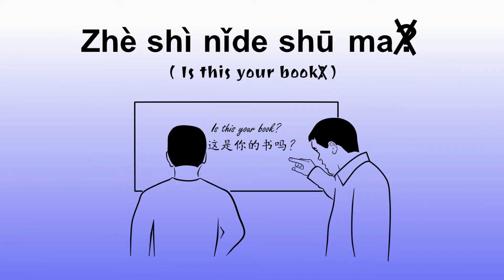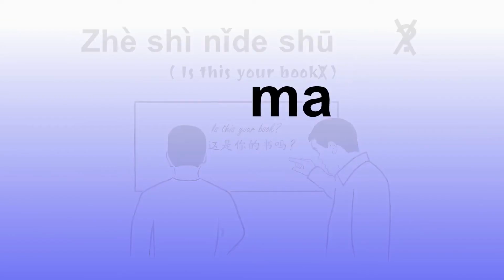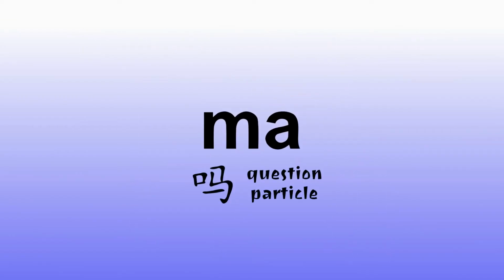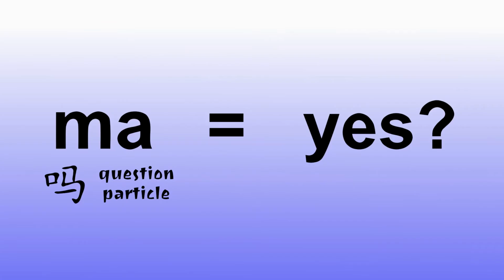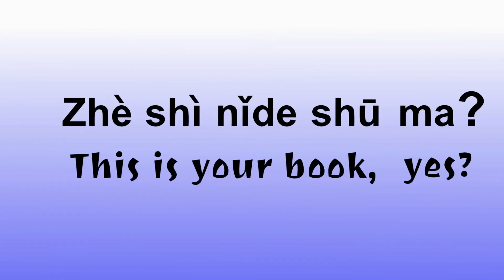And if you've already learned how to form questions with the question particle ma, then you could think of it as the Chinese equivalent of yes. So, 这是你的书, this is your book, 吗, yes.